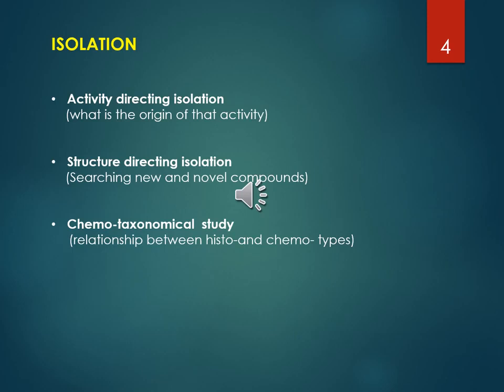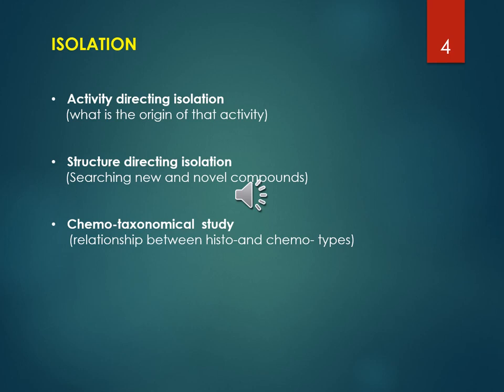In structure directing isolation, you are searching for new compounds or hopefully novel structures. Why did you choose this plant? Does it have the possibility to yield novel compounds? You can confidently defend if asked why you chose this plant, even if it was not chosen by yourselves.